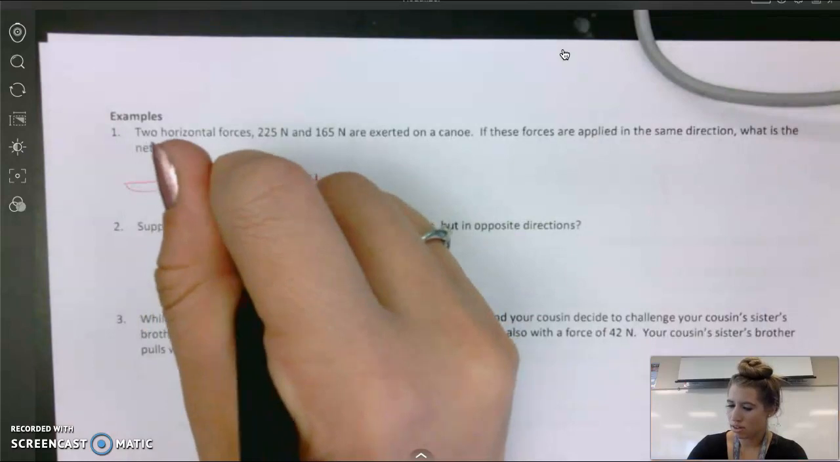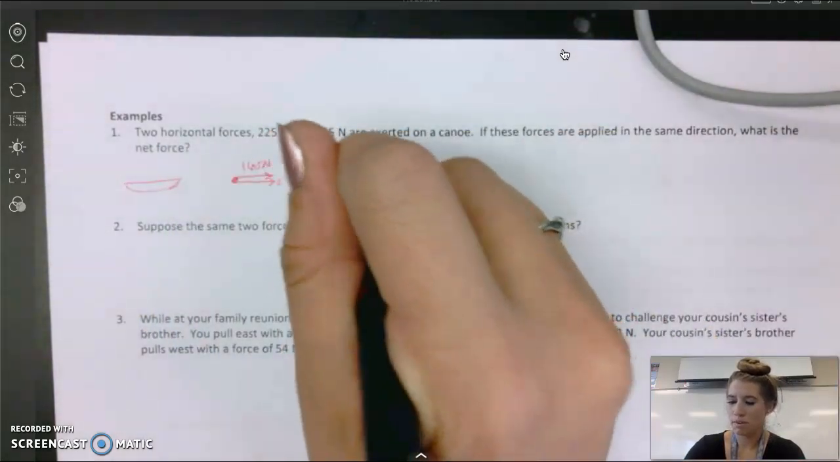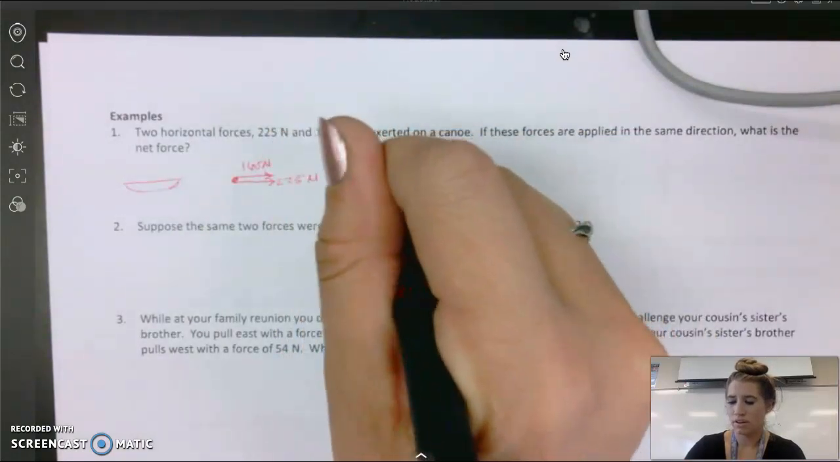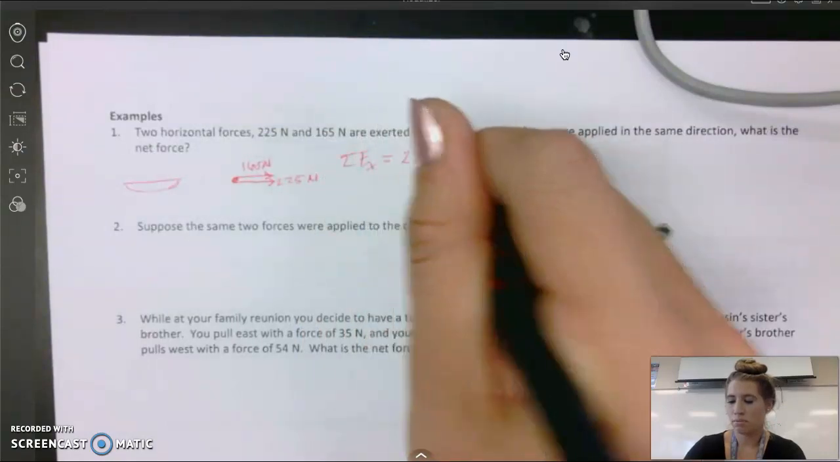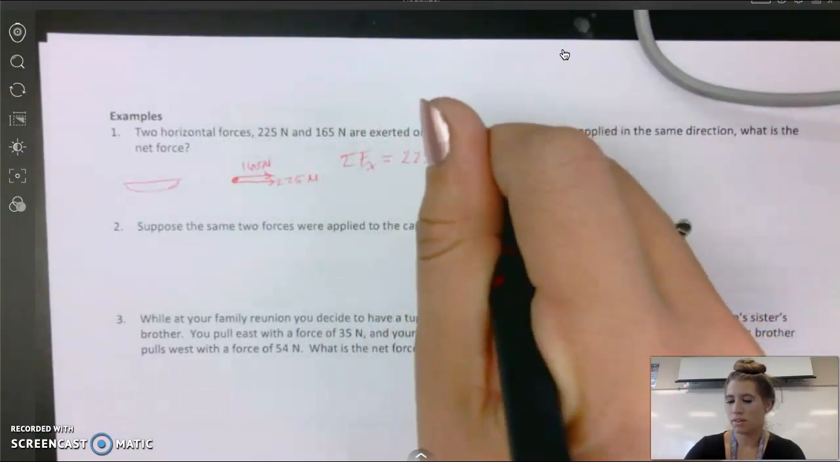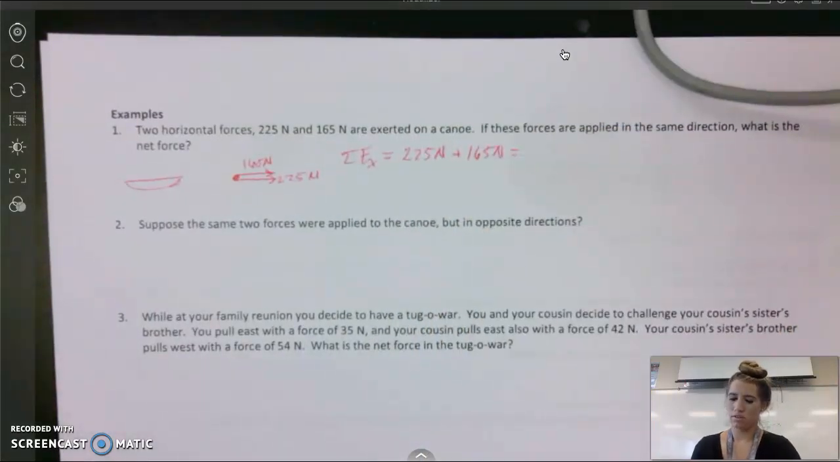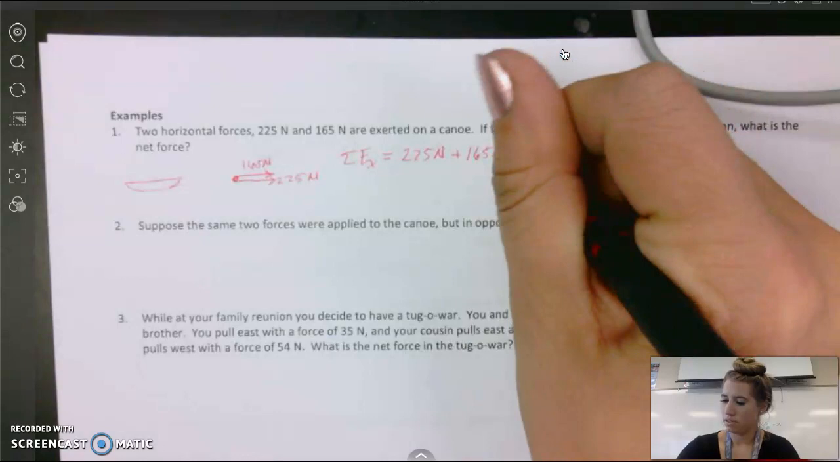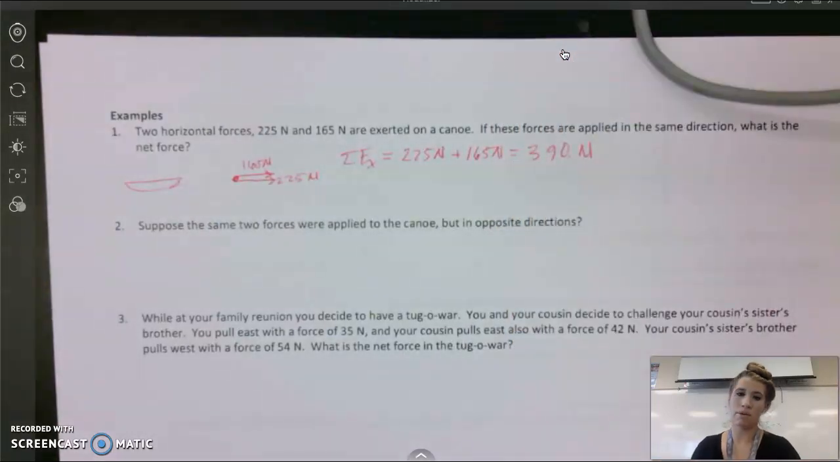At 165 newtons. So the sum of my forces in the x direction would be the 225 in the positive x plus the 165 in the positive x. So 225 plus 165, 390 newtons. So that's the sum of my forces. Okay.